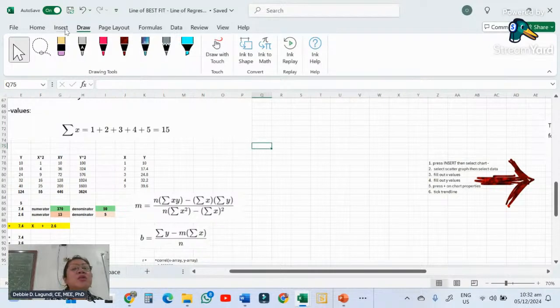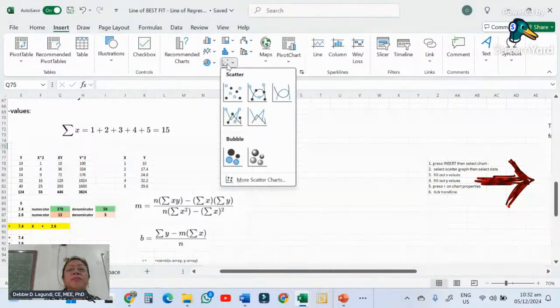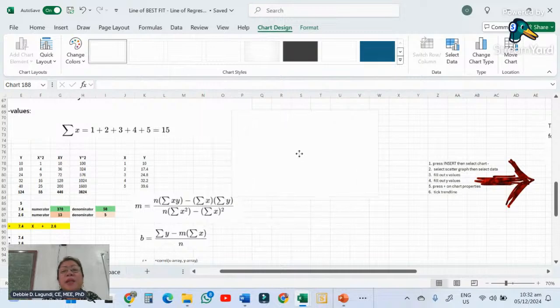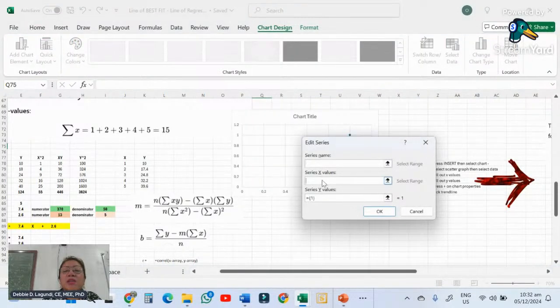Right, what will you do? You go to insert, and then you go to charts. I will pick the first one. There, you must have a blank graph. And then you have to select data. You go to add. You go to X range. Never mind the series name for now, because the series name will just appear on the chart title. And then for the series of X's, you go to your X values in here.